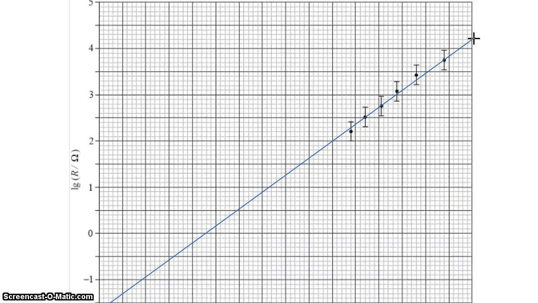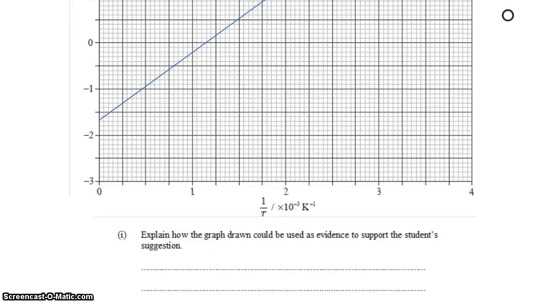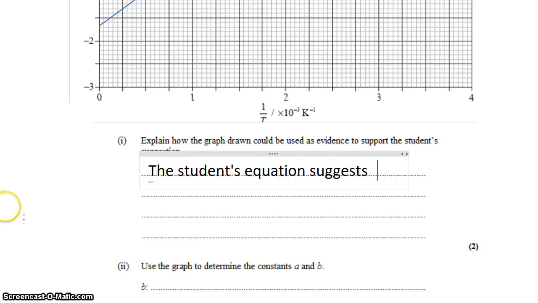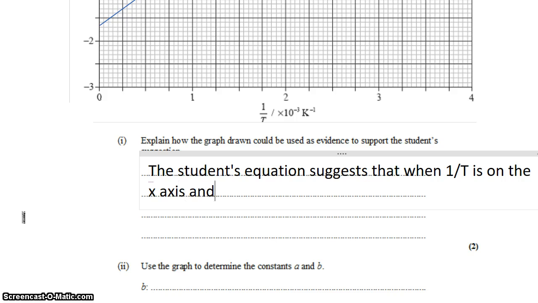So there is a straight line that fits all the error bars, and the equation predicts that a straight line should fit. So that's evidence that the equation is a good model for the data. So the equation suggests that when 1 on t is on the x-axis and the natural log of r is on the y-axis, a straight line should be produced.